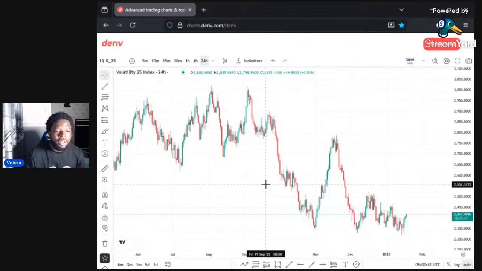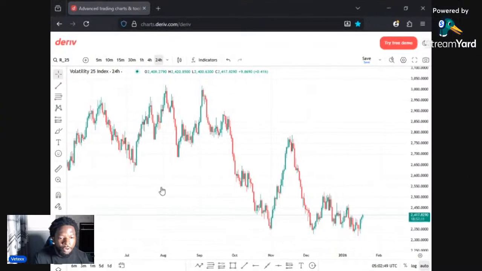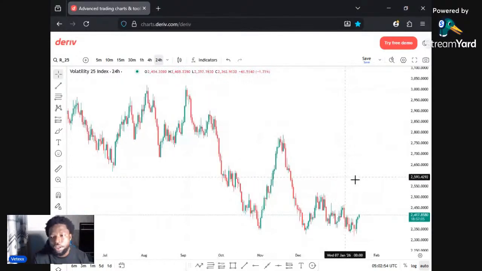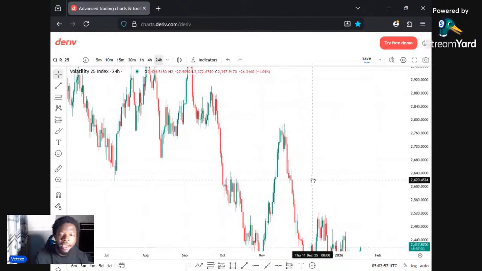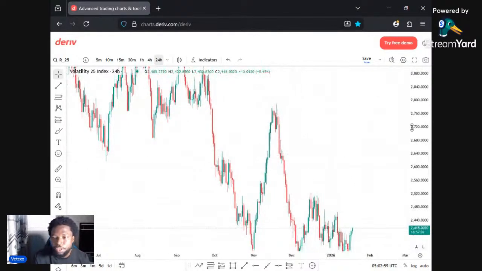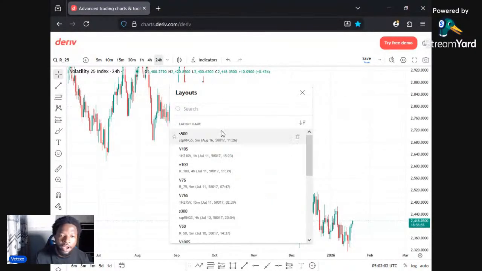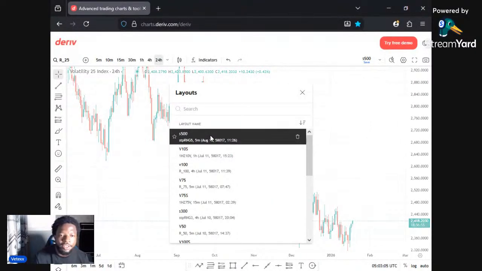So today we are going to be analyzing up to 14 pairs on my watch list. I have about 14 pairs on my watch list, and I'm going to be analyzing every single one of them. All right, so starting from the first on our list today, we have Step 500 Index.